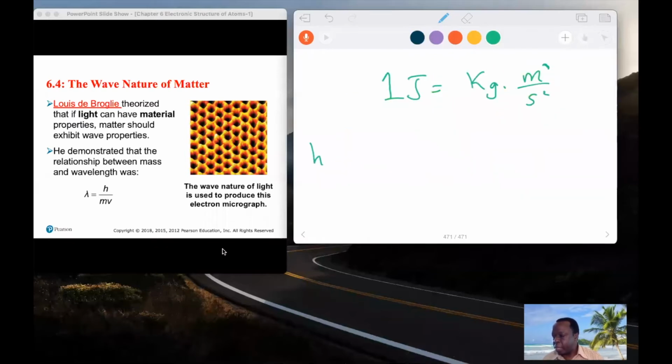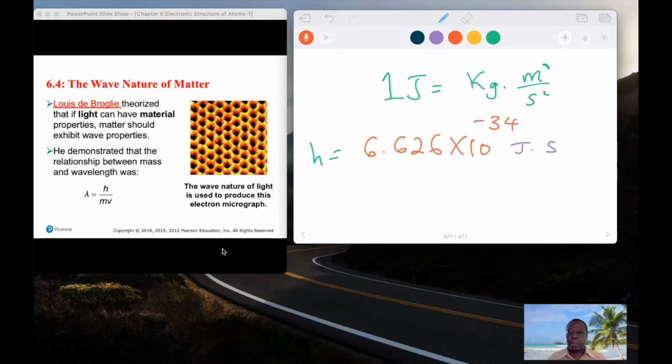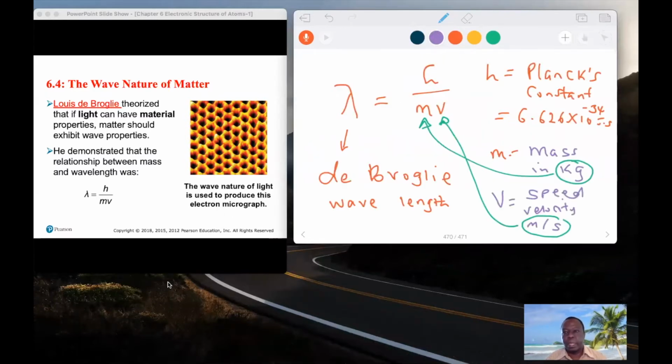Planck's constant h is 6.626 times 10 raised to negative 34, and the units are joules times seconds. That is Planck's constant, and you'll be given that. You don't need to memorize it unless it is homework; they expect you to flip the page and ask where the Planck's constant is. So it's J times s, times 10 to negative 34, the same Planck constant we used before.